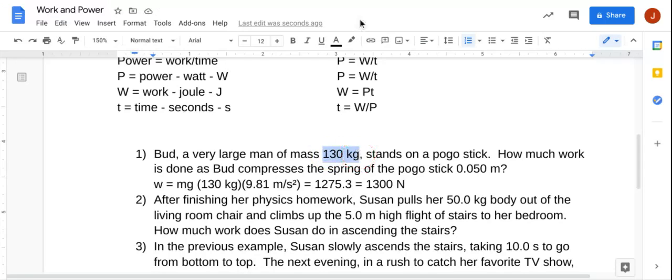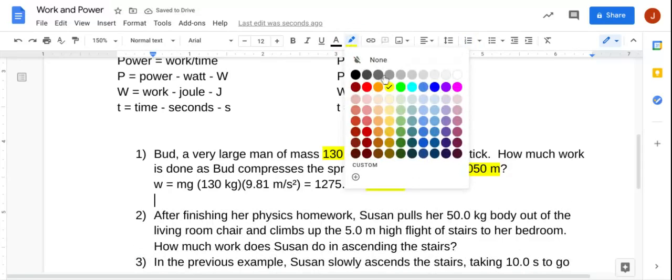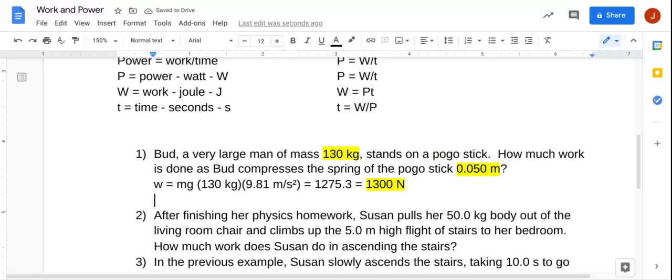When you do these problems, I want you to go ahead and highlight the information in the problem just so you can see it better. It shows me that you're identifying the information in your problem. I'm also going to highlight this because this is also something we'll need. So now that we have our units, we need to solve for work because we want to know how much work. Again, work equals force times distance. I'm going to plug in my information. I have 1,300 newtons, and we're going to multiply it by the distance, 0.050 meters.